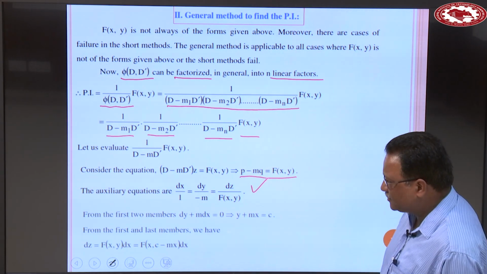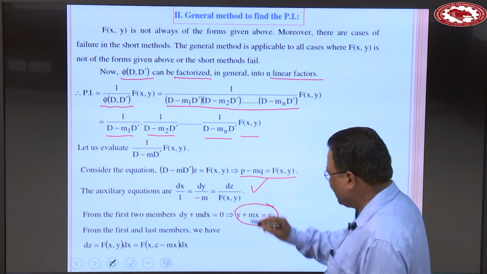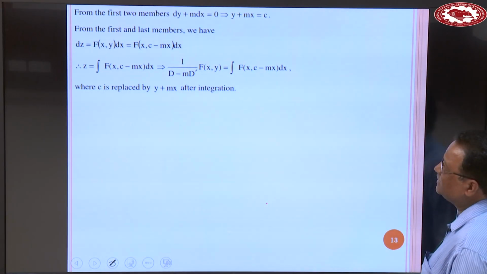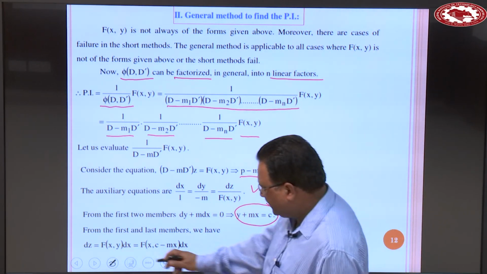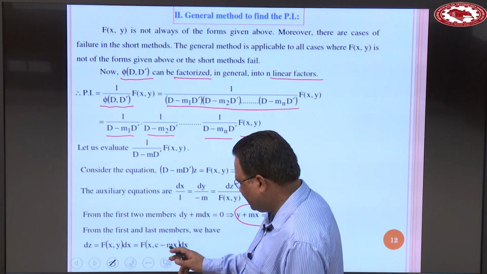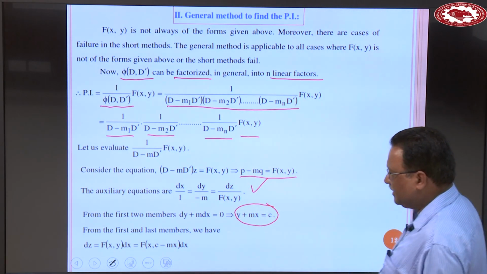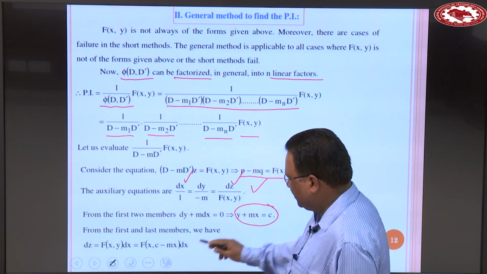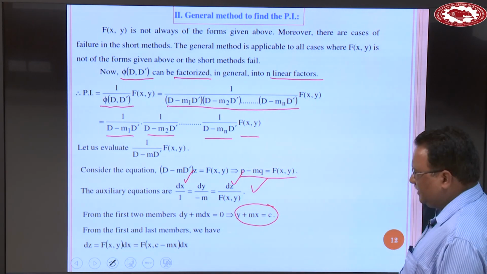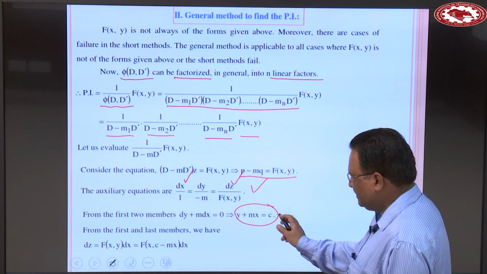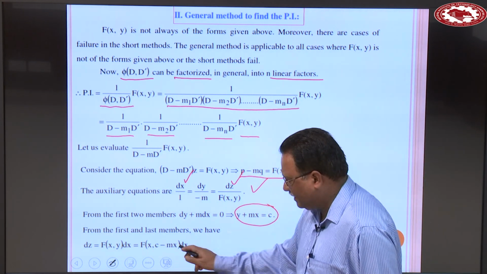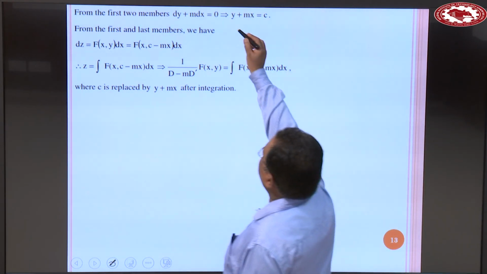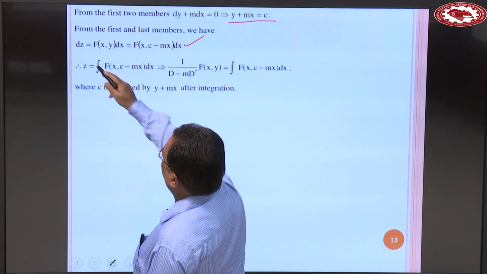And we consider the first two members. So we get y plus mx is equal to c. When we choose the first and last members, we get dz is equal to a function of x, c minus mx, dx. First and last members, this one and this one, you will get this result by using y equal to c minus mx. So y is c minus mx from this equation. Clear? And this result, so we get this. Now, calculate the value of z.